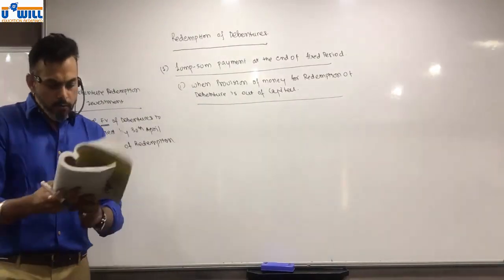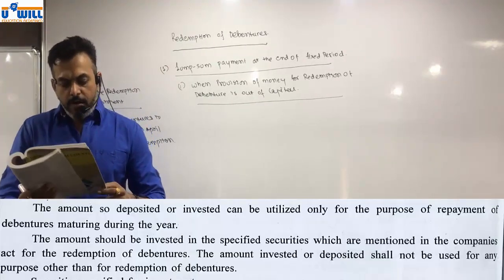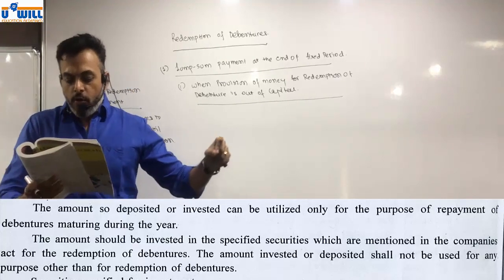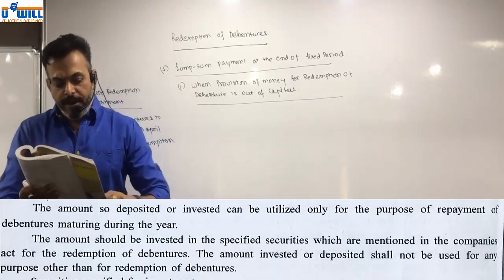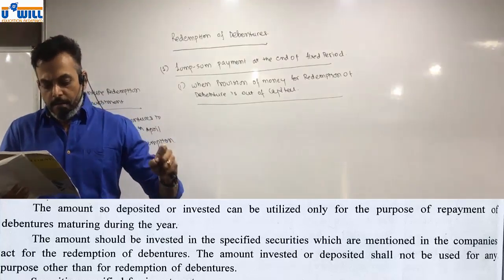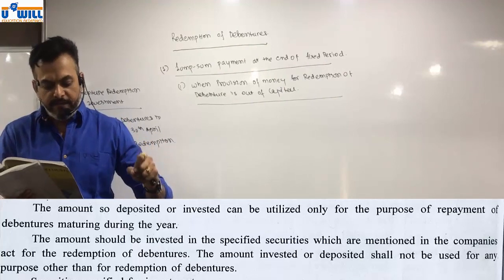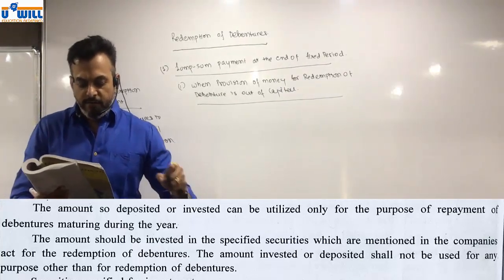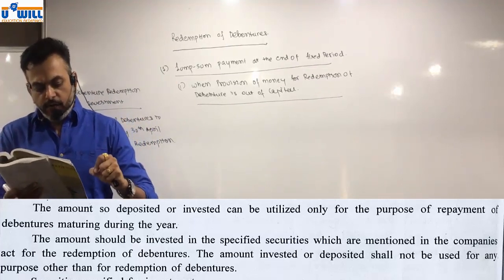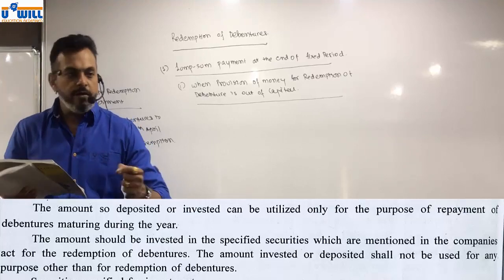Understood this? Now, come to the theory. The amount so deposited or invested can be utilized only for the purpose of repayment of debentures maturing during the year. The amount should be invested in specified securities which are mentioned in the Companies Act for redemption of debentures. The amount invested or deposited shall not be used for any purpose other than redemption of debentures.